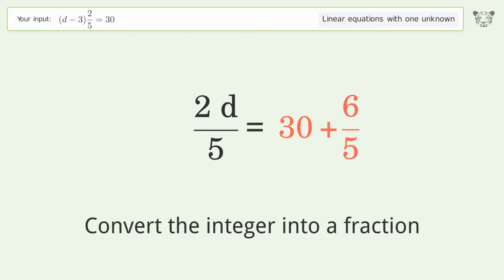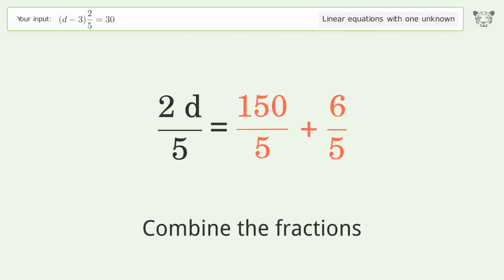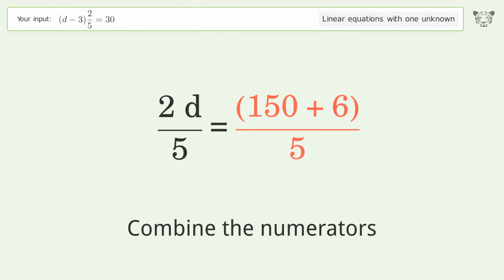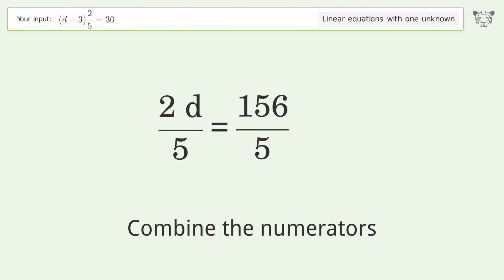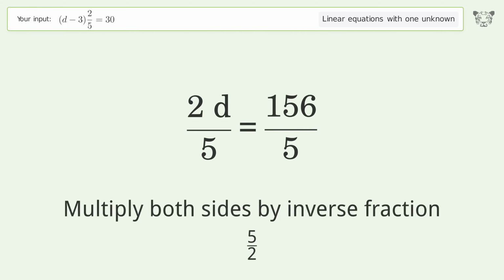Convert the integer into a fraction. Combine the fractions. Combine the numerators. Isolate the d. Multiply both sides by inverse fraction 5/2.